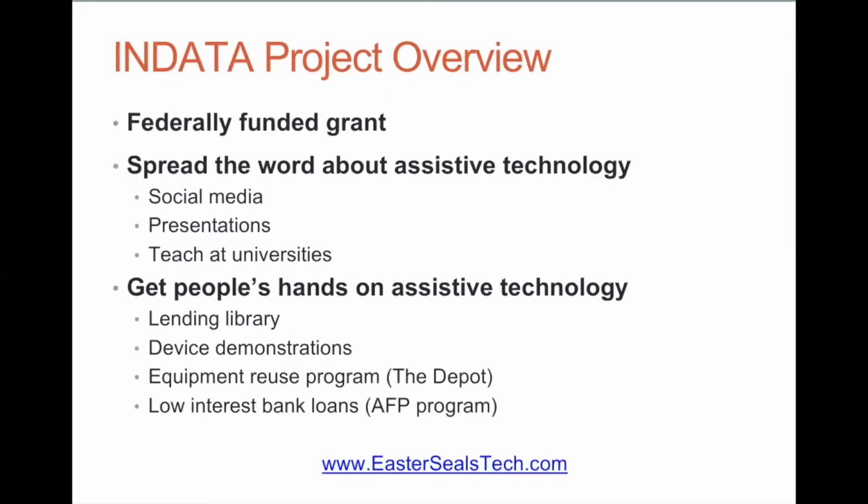So let's talk about the assistive technology program here at Easterseals Crossroads. We are separated into two different teams. We do work together a whole lot. There's a lot of overlap, but we are two separate parts. The first part's the INDATA project.